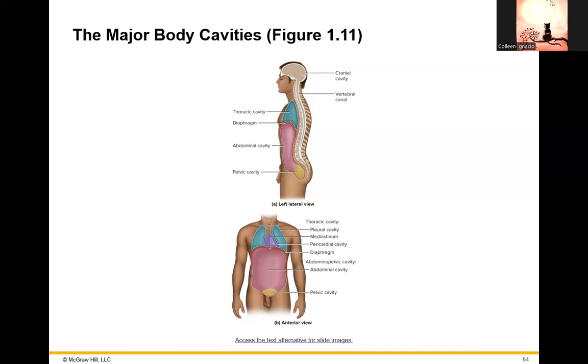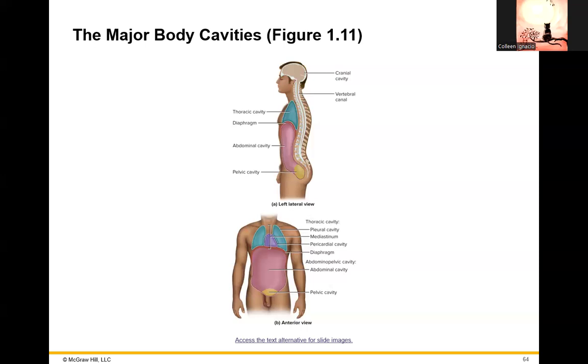Now, you will see that there is an area between the two parts of the thoracic cavity that is called the mediastinum. The mediastinum contains the heart, the esophagus, as well as the trachea. So the mediastinum is a specialized cavity that contains the heart, the esophagus, and the trachea, as well as the thymus as well. And we'll talk about the thymus a little bit later.